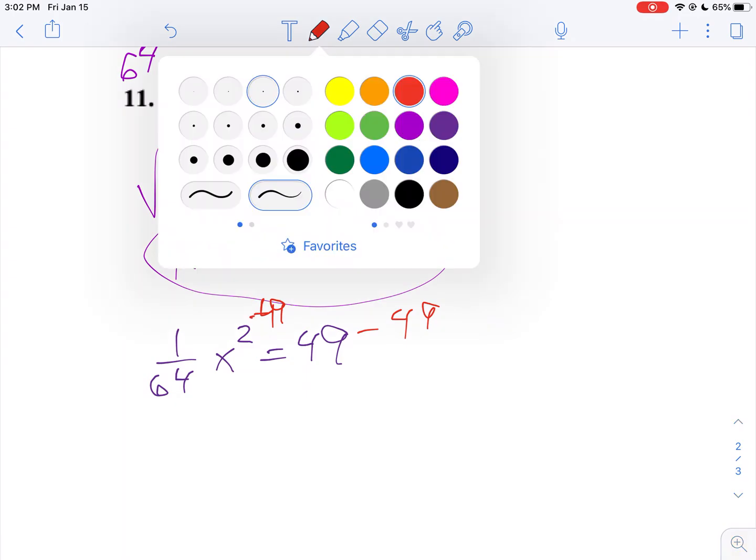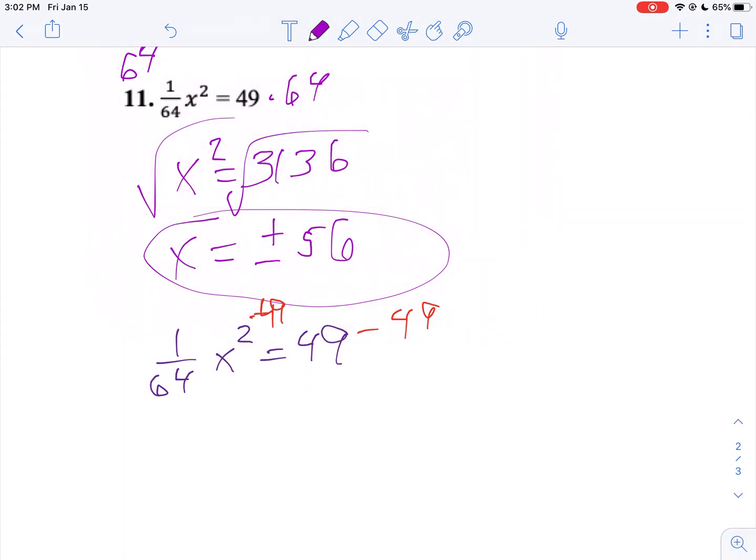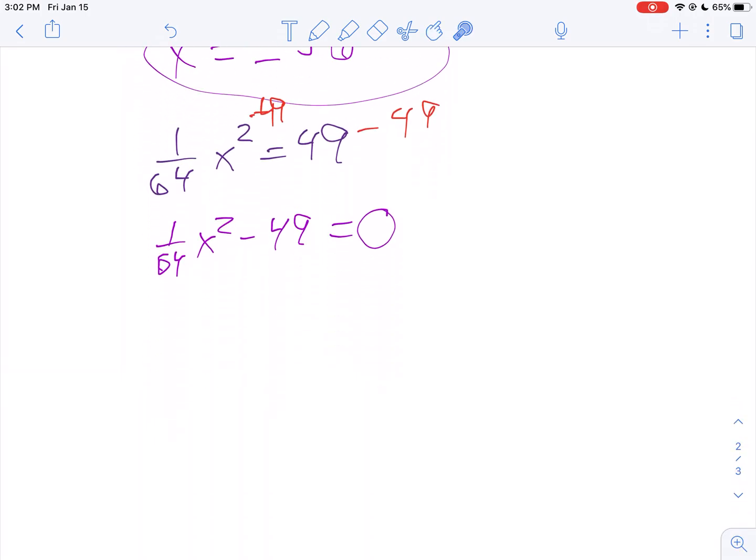So then our new problem is 1/64 x squared minus 49 equals 0. Notice we have two terms. We have a binomial. Although it has a fraction, that's a perfect square, isn't it? Because the square root of 64 is 8, and the square root of 49 is 7, so I can solve this by factoring.